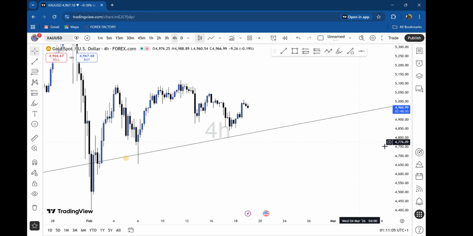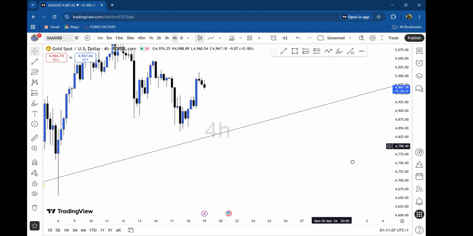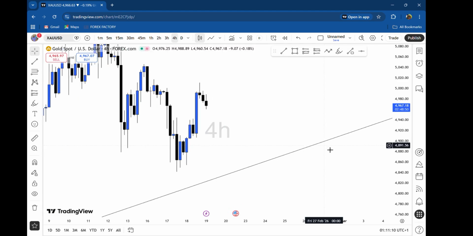See, I always trade with the trend. For no reason would you find me trading against the trend, right? I would never trade against the trend.